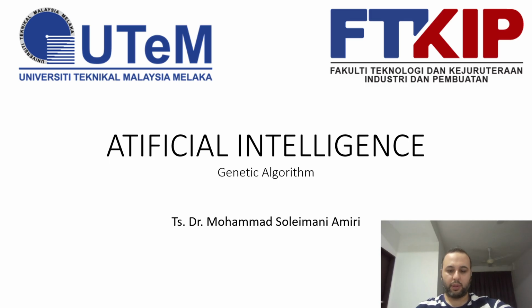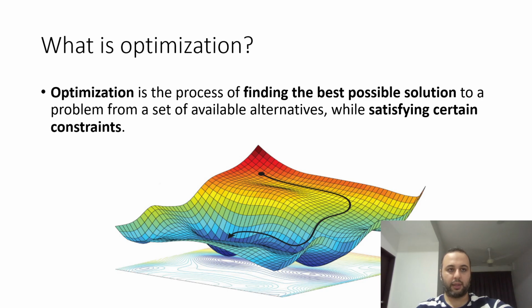So we already discussed previous week that optimization is the process of finding the best possible solution to the problem from the sets of available alternatives while satisfying certain constraints. So it means there are some possible alternatives, some possible solutions, that among them the optimization algorithm helps us to find the best answer, considering some constraints.